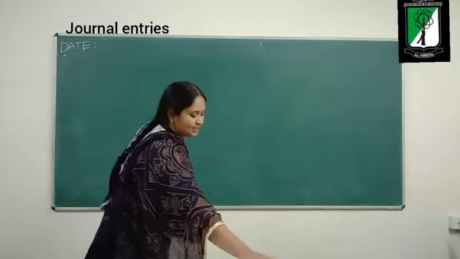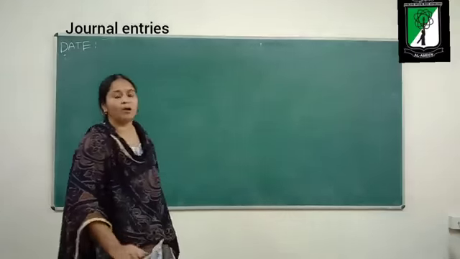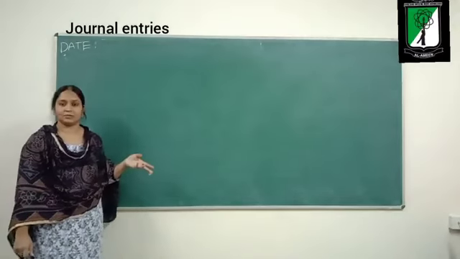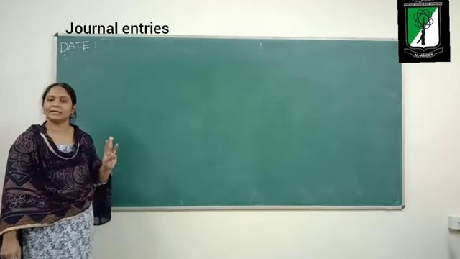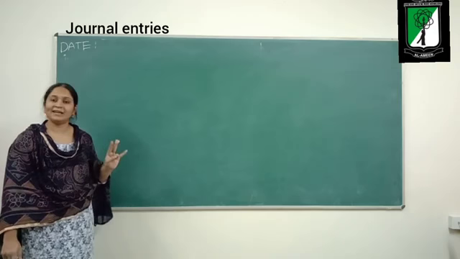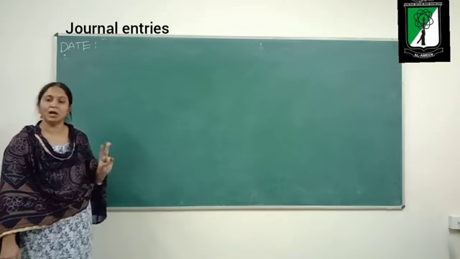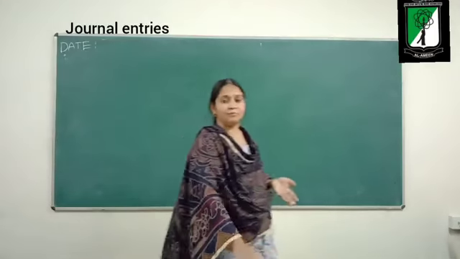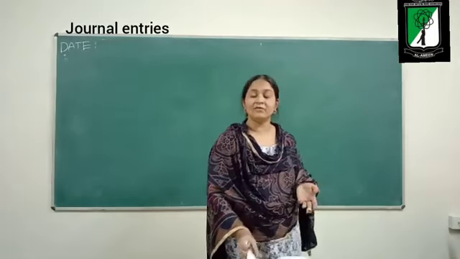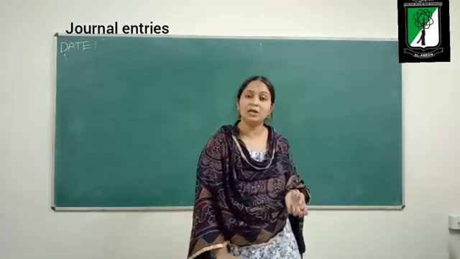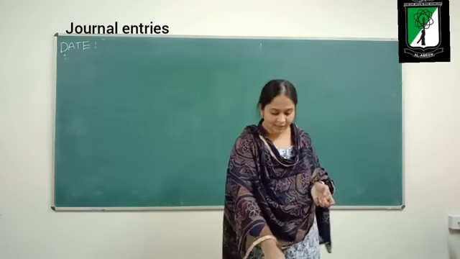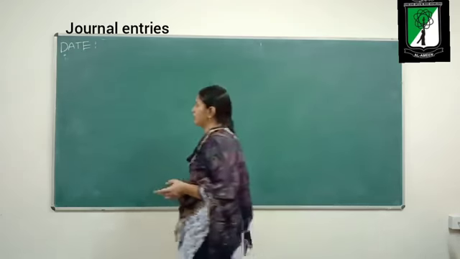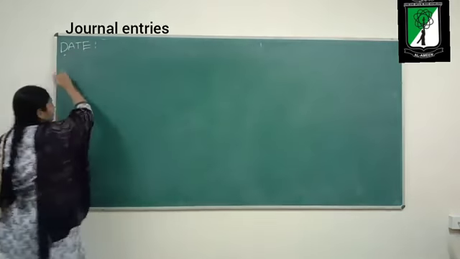You can pass journal entries with the help of two systems, the American system or the English system. English system is also known as the traditional approach. American system is the modern approach. Here I am making journal entries with the modern approach, that is, the American system.